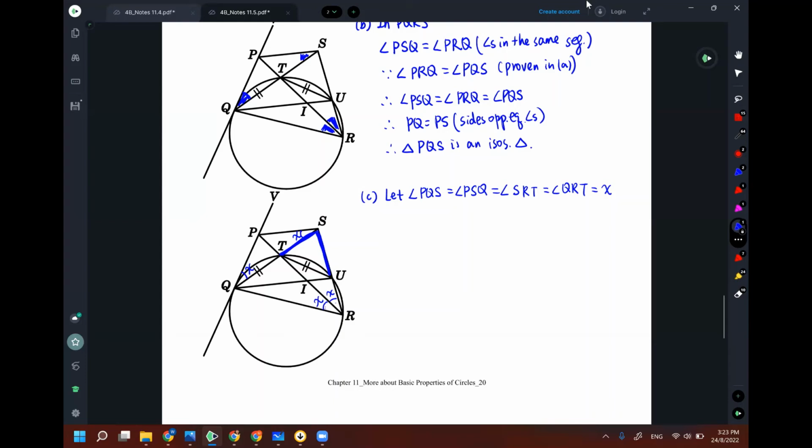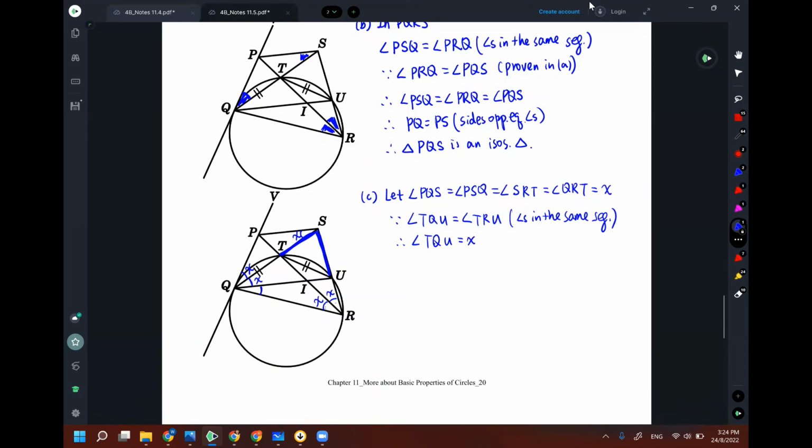How do I find them? First, this one, QTU. I can say because angle TQU equals angle TRU, angles in the same segment. So this is X. There we go, I found it. And then this angle, I also want to find this angle is X. And how do I do that?